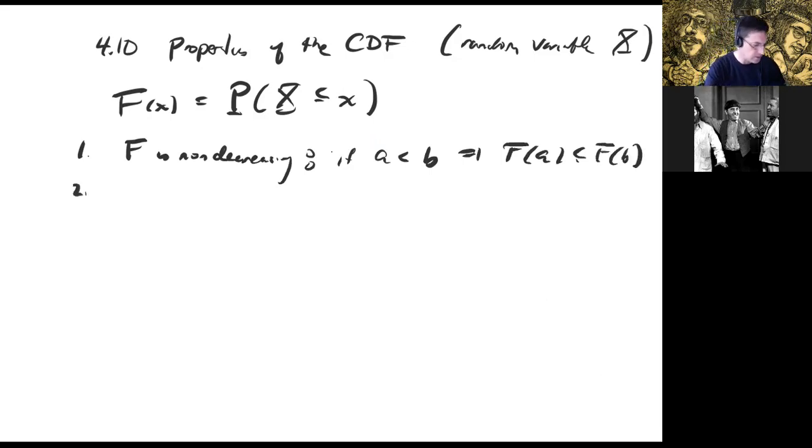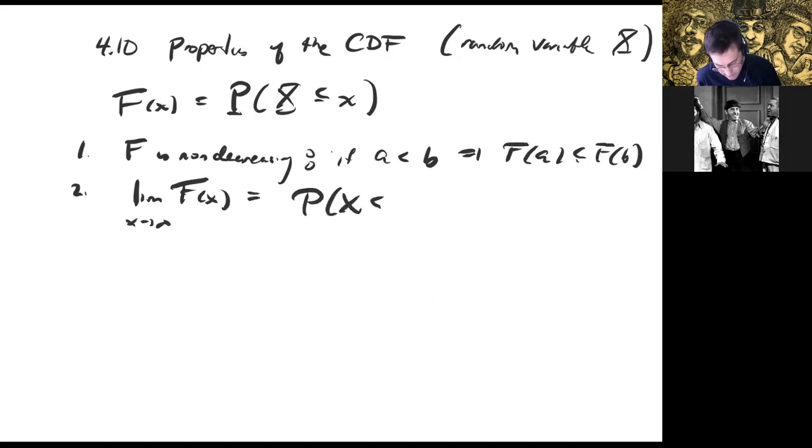Property 2. Why is that true? Because you're getting larger events as x increases. So if b is bigger than a, the event X less than or equal to a is strictly smaller and contained in the event X less than or equal to b. If we take the limit as x goes to infinity of F(x), it is the probability, of course, that X is less than infinity. But the probability that X is less than infinity, of course, is a probability of 1.